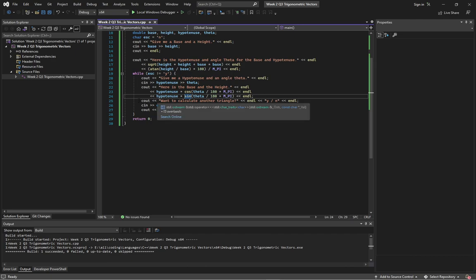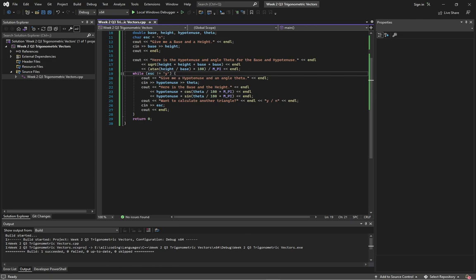And then this final question here, do we want to calculate another triangle? Yes or no? And then that goes into the input of escape, and then we start a new line, and it checks if we still want to continue.